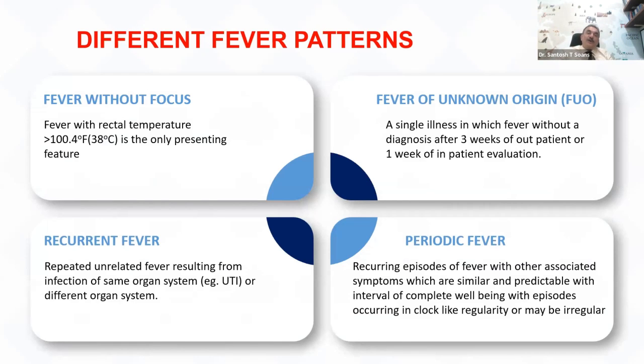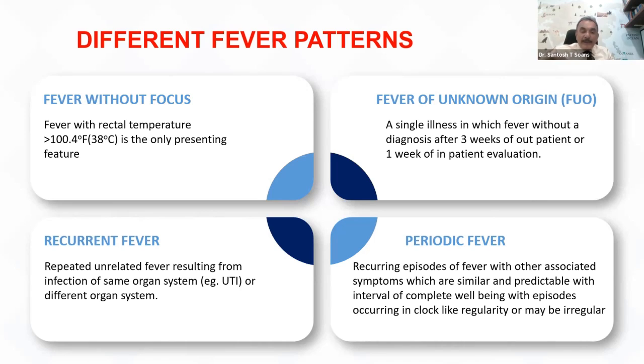So let's come to the different types of fever patterns. First is fever without focus: temperature more than 100.4, or 38 degrees, is the only presenting feature. They don't have any clinical symptoms or signs. Fever of unknown origin: a single illness with fever without a diagnosis after 3 weeks of outpatient treatment or 1 week of inpatient evaluation. That means you do the tests, still you are not finding the cause in a week's time, then you call it FUO, or fever of unknown origin.